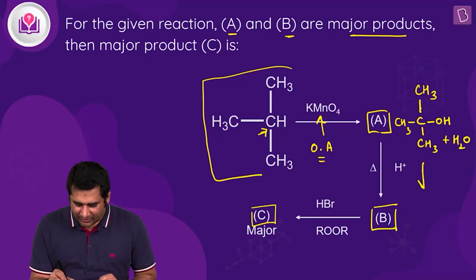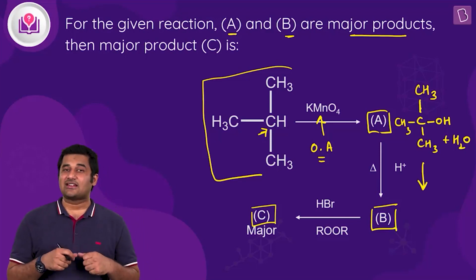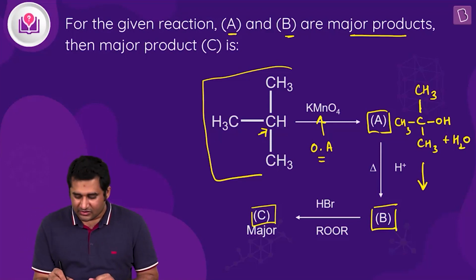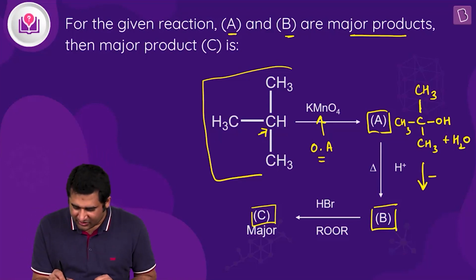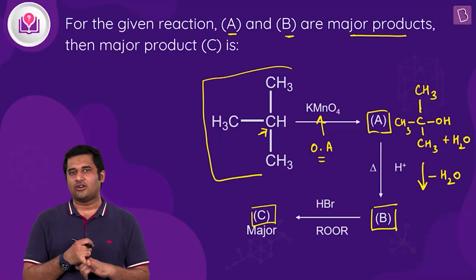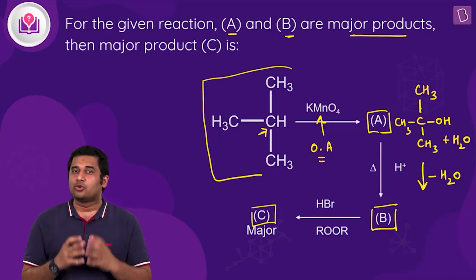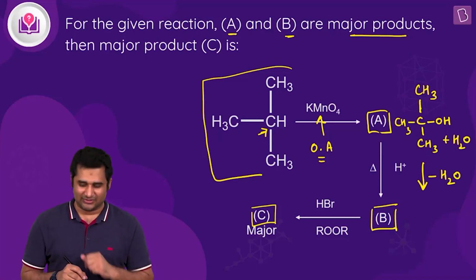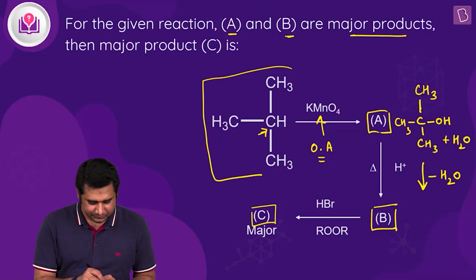Now the next step is reaction with H plus, which is nothing but reaction of alcohol in acidic medium, which leads to dehydration. Dehydration means removal of water. Clear? So here when you heat in the presence of acidic medium, then alcohols lead to removal of water, thereby forming alkenes.